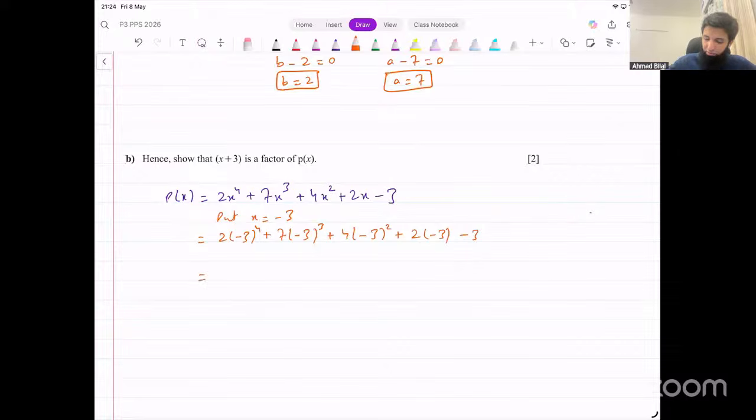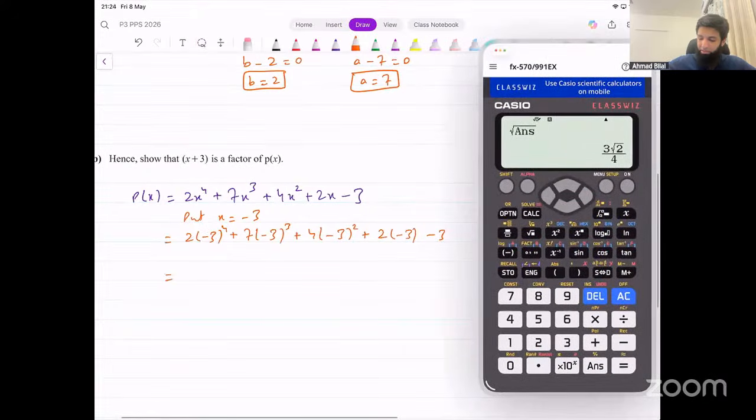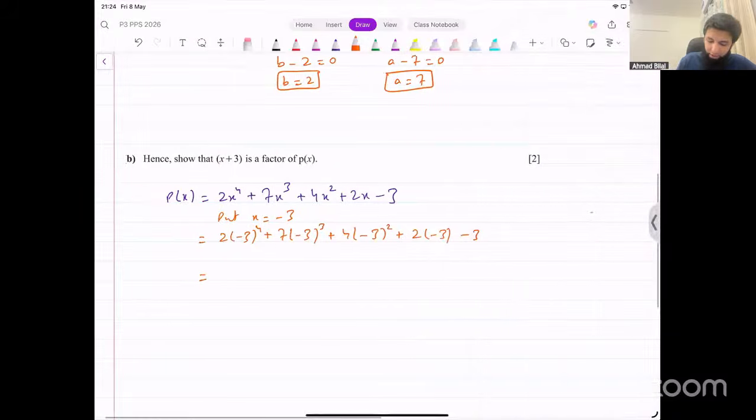So show this step, and then you can see if that indeed is equal to 0 or not. Can somebody check this? What do we get? 2 into 81 minus 7 into 27 plus 4 into 9 minus 6 minus 3. And that is turning out to be 0. And that confirms that x plus 3 is a factor.